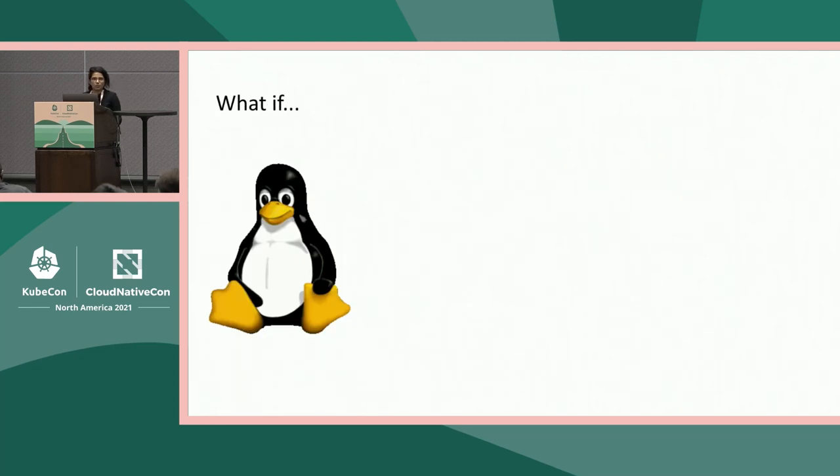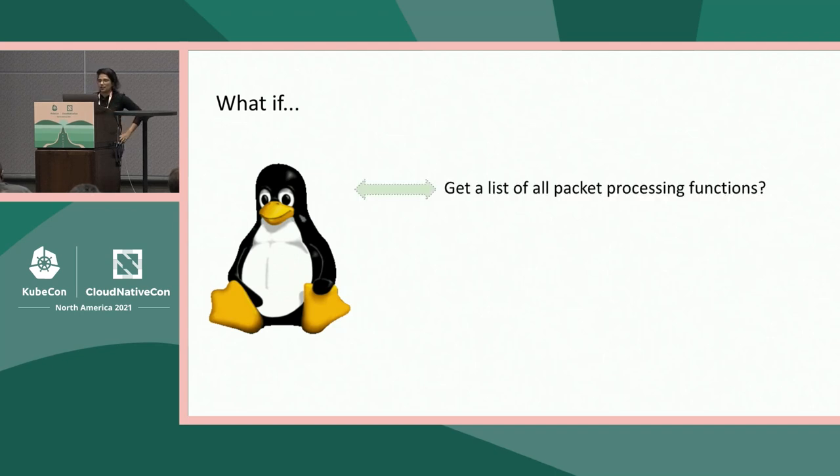So we approached this debugging problem in a very different manner. Not all network connectivity issues involve packet drops. And if I want to introspect kernel network state in a fine-grained manner, is there any way to get a list of all packet processing functions?